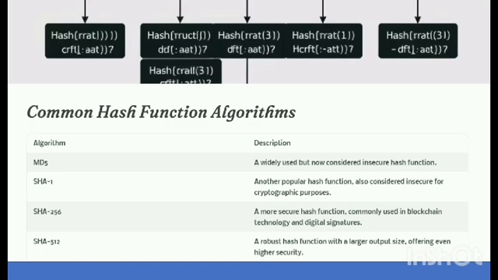These are the more secure hash function algorithms, commonly used in blockchain technology, digital signatures, and so on. They are also robust hash functions with a larger output size, offering even higher security. These two main algorithms are used everywhere and provide security. So these are the main and common hash function algorithms. Let's see the next slide.